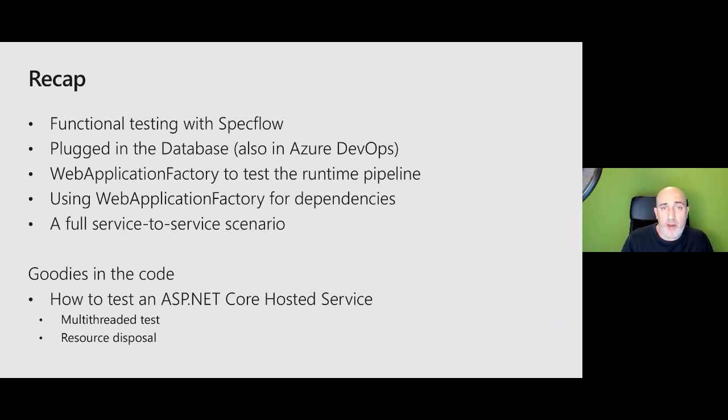We've added the web application factory to the menu, and we've understood how to use it to test the entire runtime pipeline and how to mock things, concepts such as, for example, our authentication logic. You can also use it for authorization purposes, either with the authorized attribute or with the authorization service, like we've seen. And as a last thing, we've seen also how to use web application factory to mock the dependencies if we are in a microservices architecture, and perhaps run a full service to service scenario.